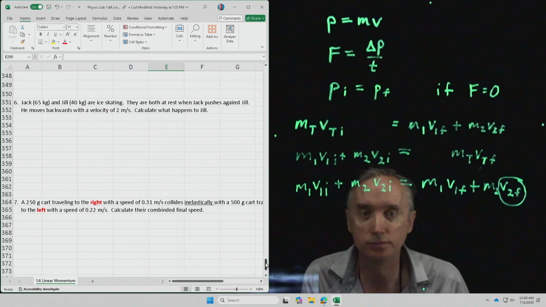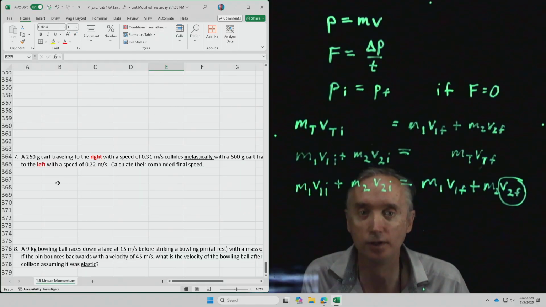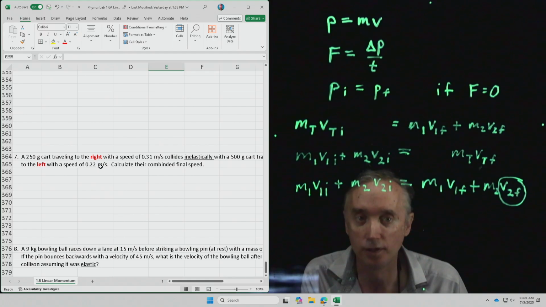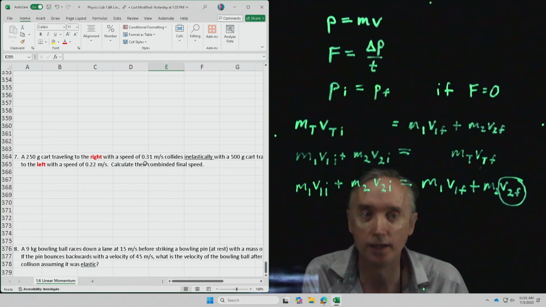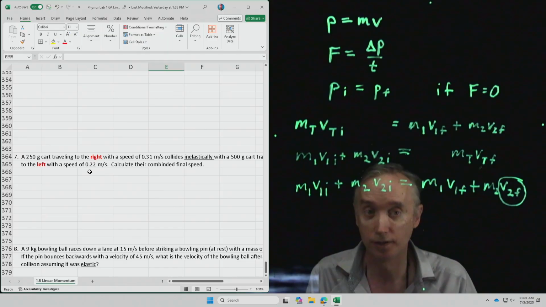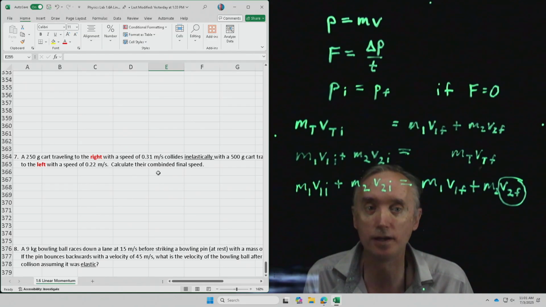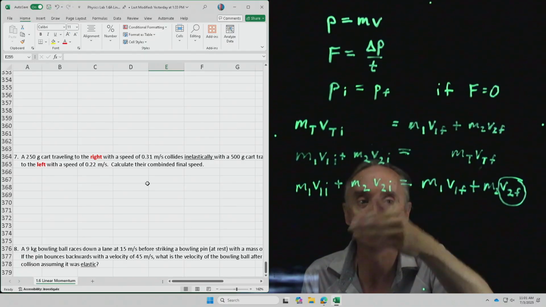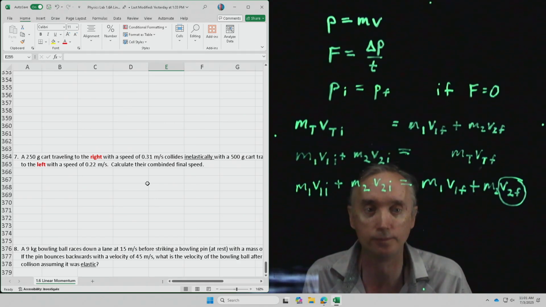Okay, now we have question number 7 here. A 250-gram cart is traveling to the right with a speed of 0.31, and it's going to collide inelastically with a 500-gram cart traveling to the left with the speed of that. Now I did not put the sign convention in there, so you should know how to handle that. Calculate what their combined final speed would be. So you're going to use one of these 3 equations in order to solve the problem.